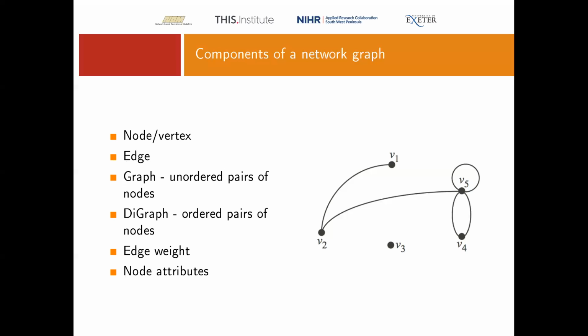But at its most simple level, when it doesn't matter about order, so the link is between V1 and V2, but it can also be described as a link between V2 and V1. It doesn't matter about order. That's just a simple graph. When order does matter, we have a digraph. So it's a directed graph.